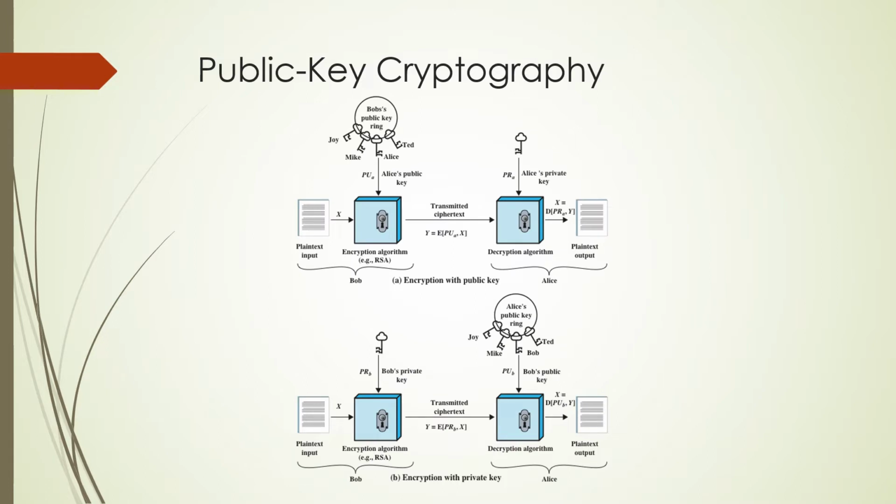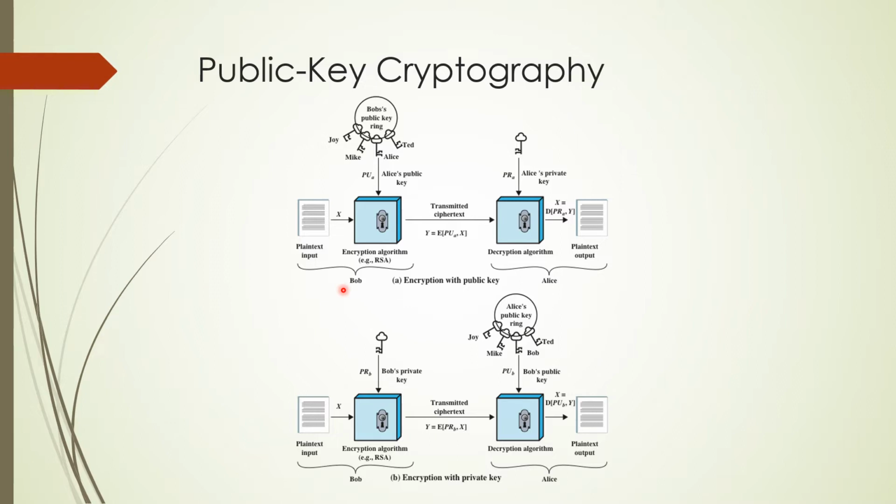Let's look at these two figures that illustrate how public key encryption works. Imagine you have two parties, Alice and Bob, and they are going to use RSA, which is a public key crypto system, in order to provide either confidentiality or authentication or digital signature.